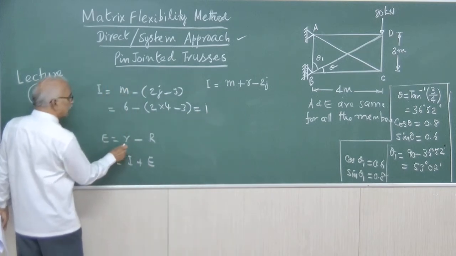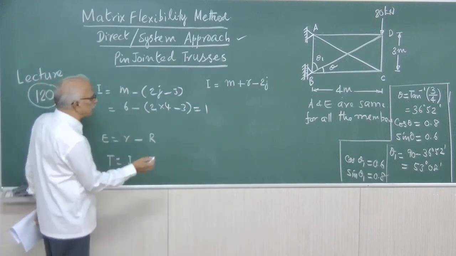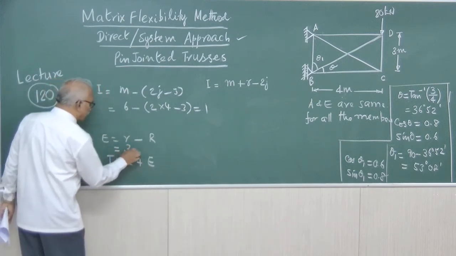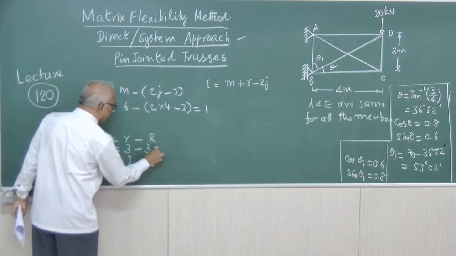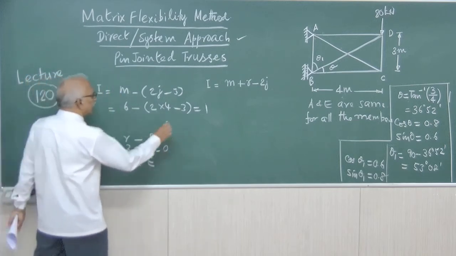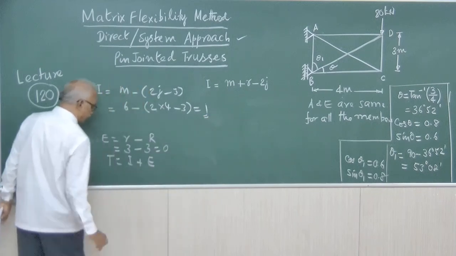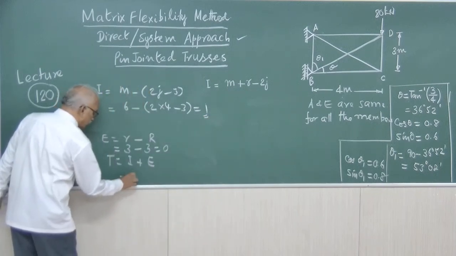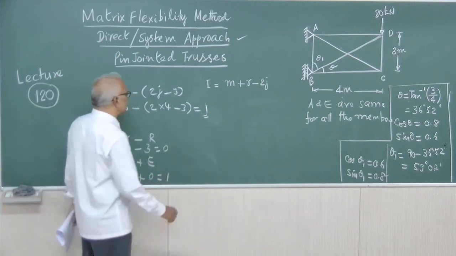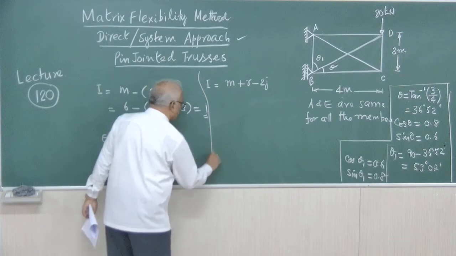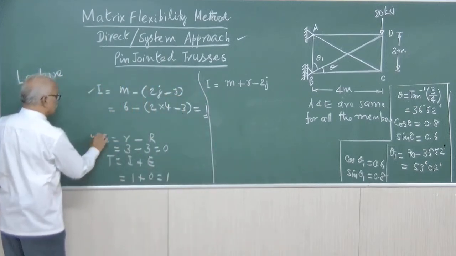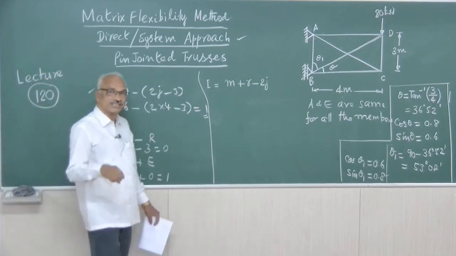Coming to external redundancy, there is a hinged support and there is a roller support. Therefore, there are 3 reaction components and 3 equations of equilibrium. Therefore, this is 0. The truss is externally determinate and internally indeterminate to the first degree. So, this is 1 plus 0 equal to 1. This is the formula that we have been using so far for finding out the internal and external indeterminacy. Now, there is another formula.